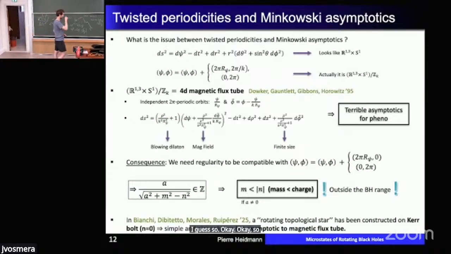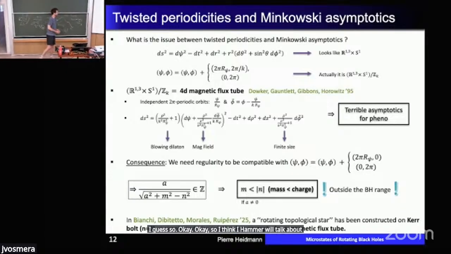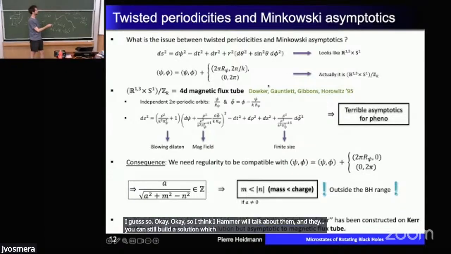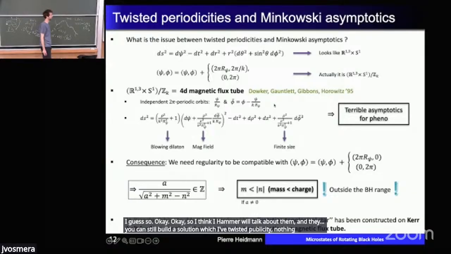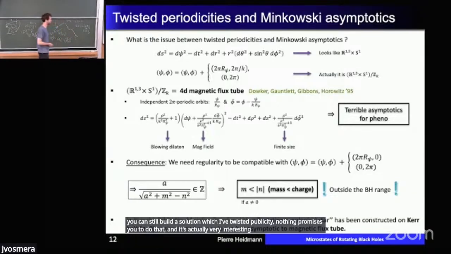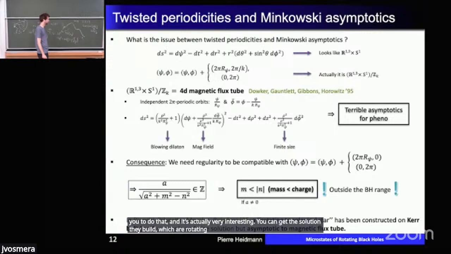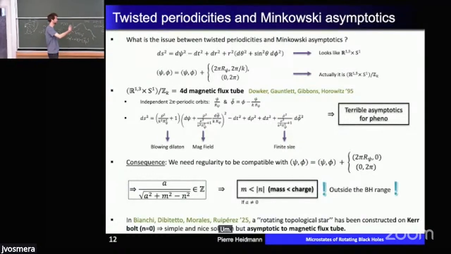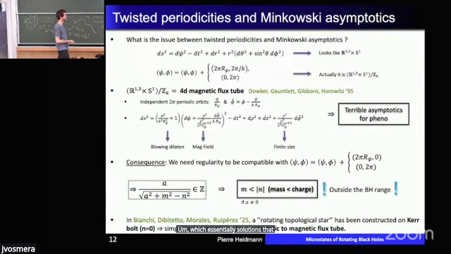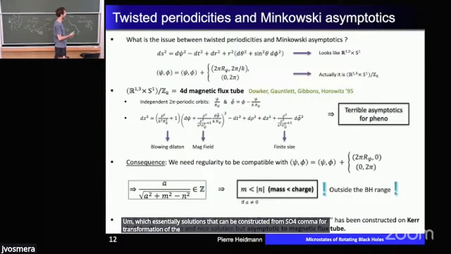Okay, so I think Alejandro will talk about them. And you can still build solutions which have twisted periodicity. Nothing forbids you to do that, and it's actually very interesting. You can get solutions, which are rotating topological stars, essentially solutions that can be constructed from an SO(4,4) transformation of the Kerr bolt, so n equal to 0.